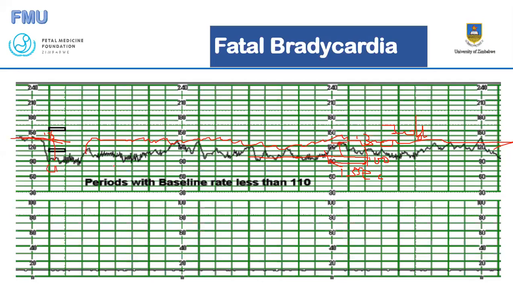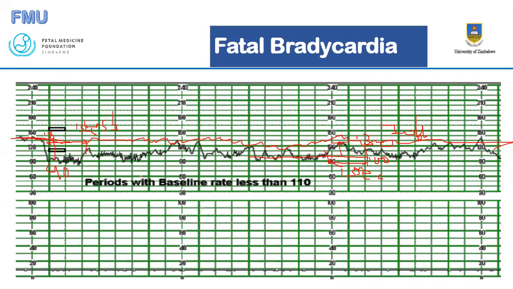So 135 minus 90, that gives us almost 45 beats, a fall of 45 beats. So the duration here is more than 15 seconds. This drop, which is okay, is a drop in the heart rate. So this is a deceleration, which we see there.